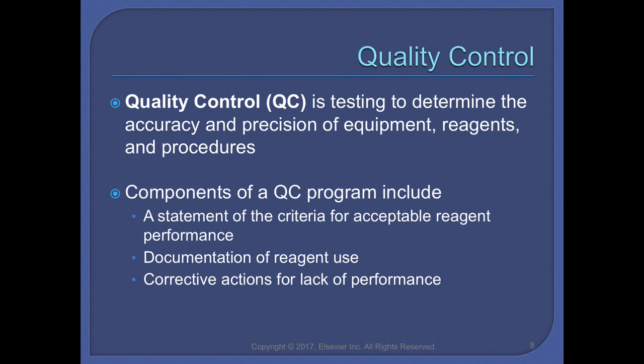Some of the components of a QC program include a statement of the criteria for acceptable reagent performance. You always have to document the use of the reagent and the fact that you did a quality control check every morning or at every shift change. And if the QC doesn't come in or something went wrong with the reagent, what is the corrective action? What did you do to fix the lack of performance of the reagent? So all of that has to be recorded as well.